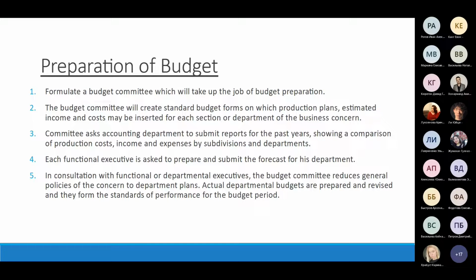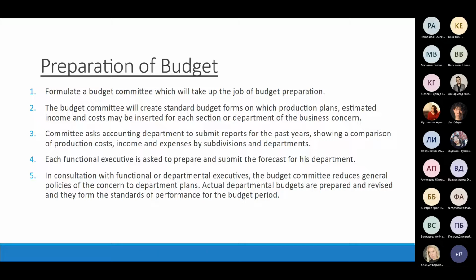So they collect information from the financial area in order to understand whether the previous budgets were implemented correctly, what the differences are between actual and budget values, and what the reasons for those differences are, because it's very important. Then each functional executive is asked to prepare and submit the forecast for his department. For example, the Department of Logistics is preparing a special report regarding the delivery systems, warehouse storage, and repacking of products.